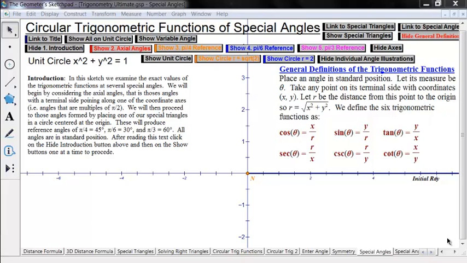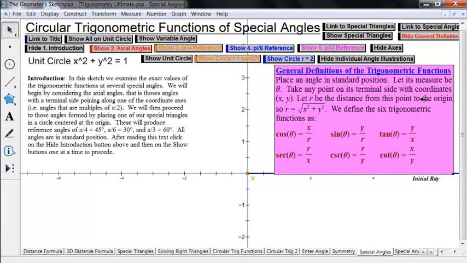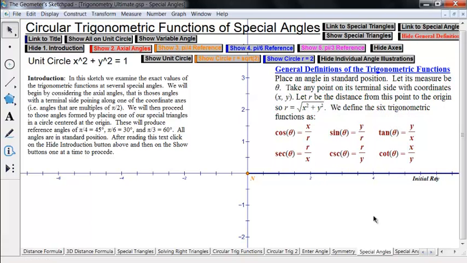We're going to be talking about exact values of trigonometric functions of certain special angles today. So first of all, let me remind you of the general definitions of the trigonometric functions right here. And remember what we do. We place an angle in standard position and let its measure be theta, any theta.